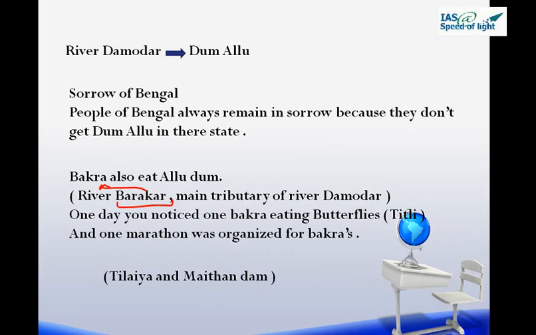So river Barakar, which is a tributary of Damodar. Bakra was eating Dam Aloo, so Damodar, Bakra. Then first thing, it was the river tributary of river Damodar, Bakra eating Dam Aloo. Then eating butterflies, that is Titli or Tilaiya Dam, then marathon or Maithan Dam.